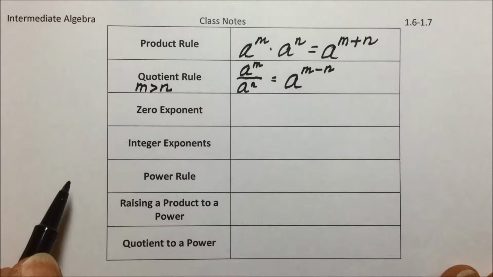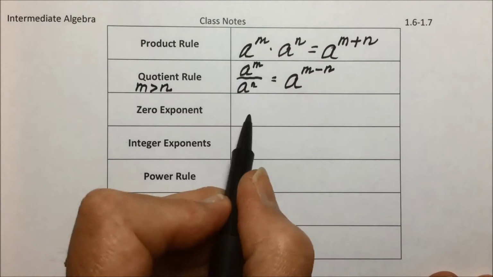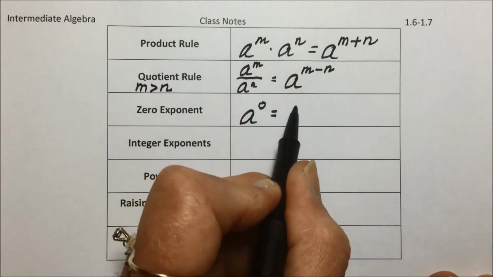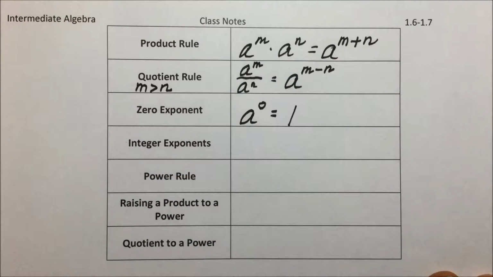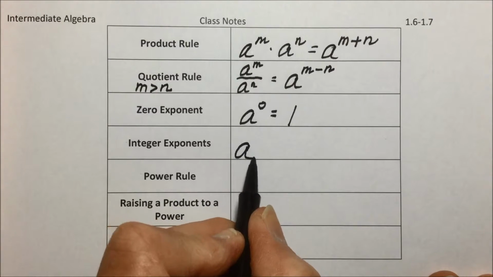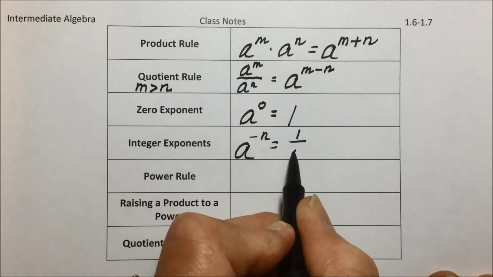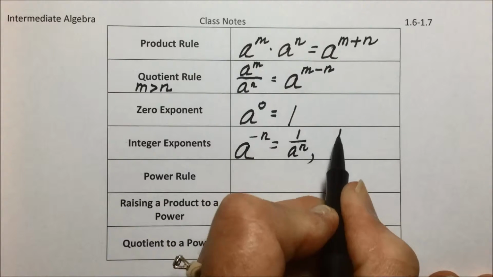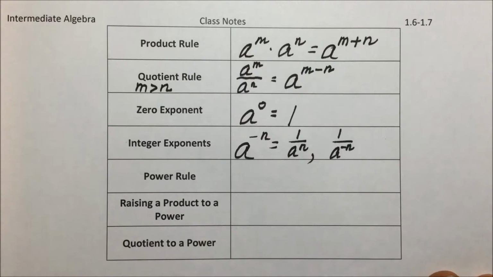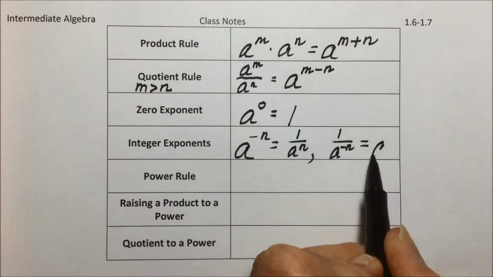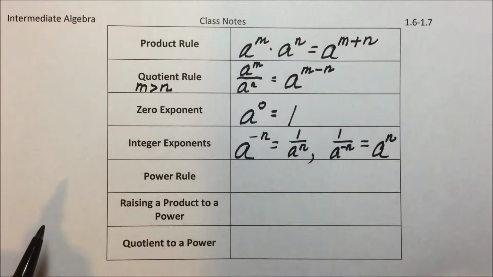We also have something called the zero exponent, and this is for any non-zero real number a raised to the 0 power. It is equal to 1. The expression 0 to the 0 power is undefined, and we'll see some examples shortly on how these rules actually work. We also have something called integer exponents for any non-zero real number a and any integer n. If you have a to the negative n, it is equal to 1 over a to the n power. Furthermore, if you have a negative exponent in the denominator, it's equivalent to that base raised to the positive.